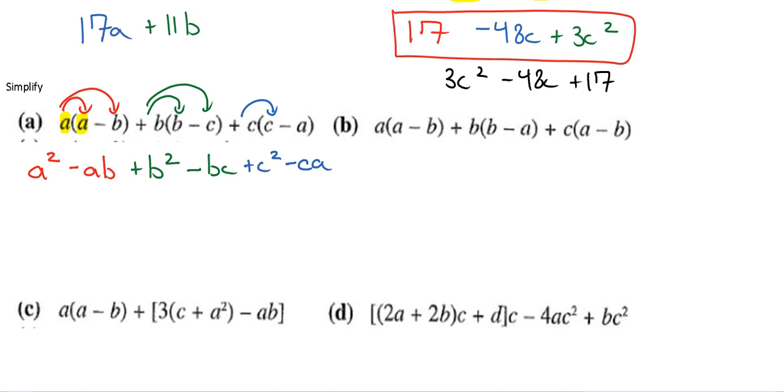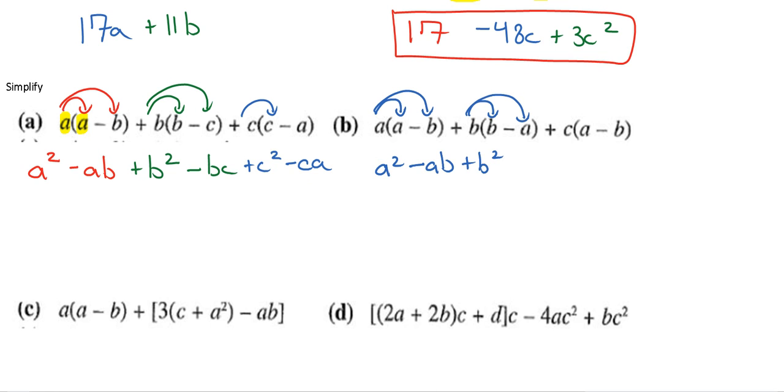Okay, and I think that's about it. I don't see any like terms, and yeah, that's an acceptable answer. Okay, let's move on to the next one. I'll delete this. And same idea, a times a, that's going to be a squared, and a times negative b, that'll be negative ab. B times b is positive b squared.